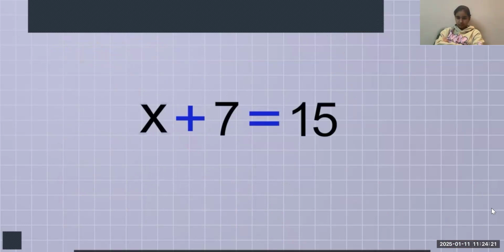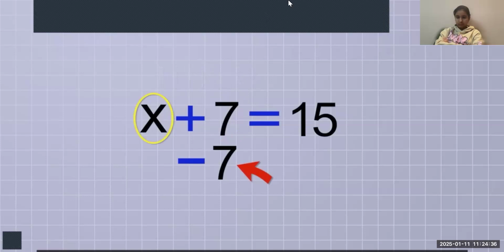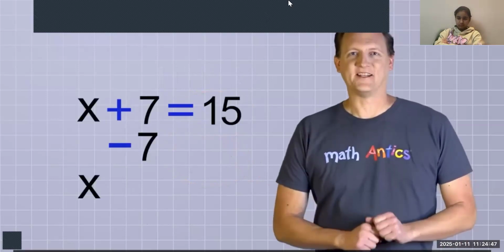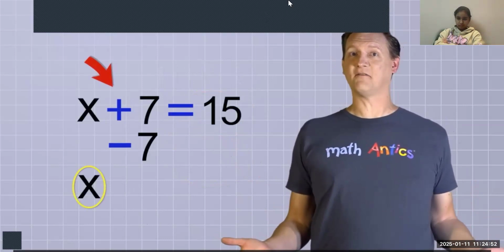Well, right now, x is not by itself because 7 is being added to it. Is there a way to undo that? We can undo that by subtracting 7 from that side of the equation. Subtracting 7 would leave x all by itself because x plus 7 minus 7 is just x. The plus 7 and the minus 7 cancel each other out. Okay, great. So we just subtract 7 from this side of the equation and x is all by itself.